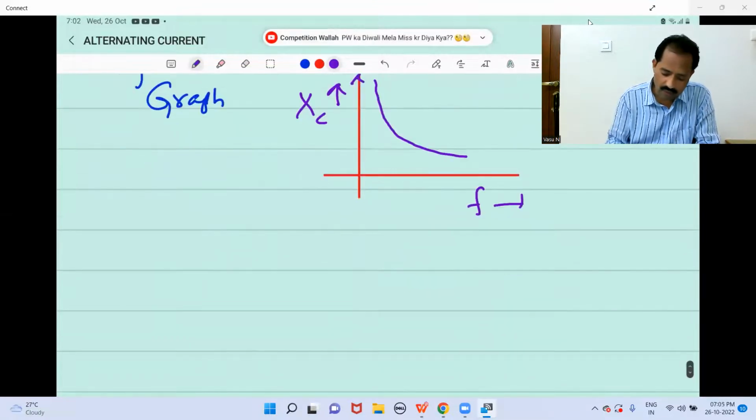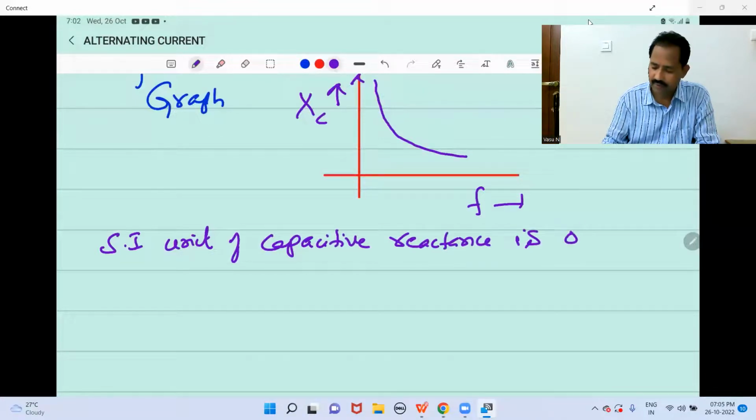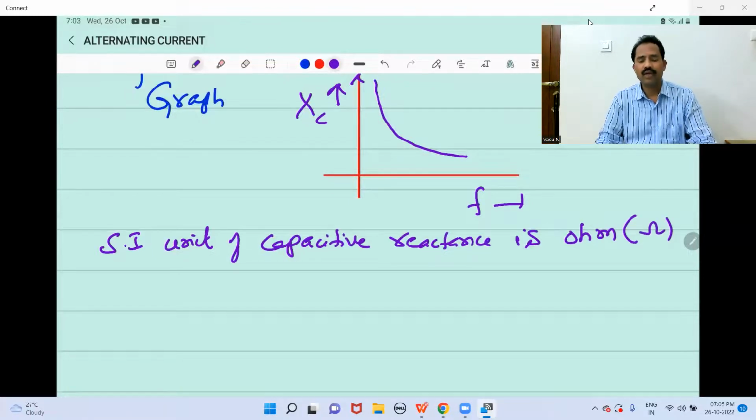And lastly, what is the SI unit? SI unit of capacitive reactance is ohm again.